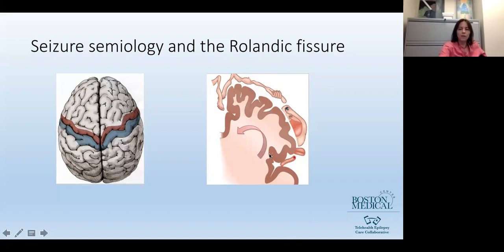And we see that the Rolandic area is the area that controls usually the lower lip, the face, and then goes to the arm and to the leg. In Rolandic epilepsy, usually the seizure focus starts in the area of this little arrow, which is the lower lip or lower face, and then spreads into the arm and very rarely into the leg. And that would be how a typical seizure would look like.